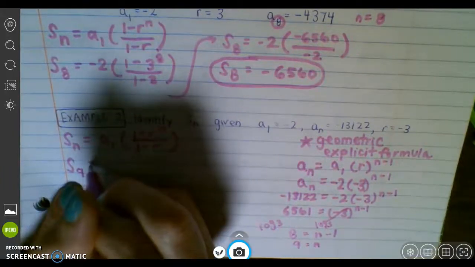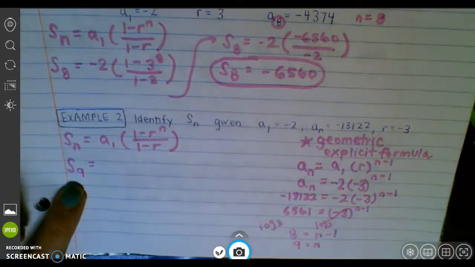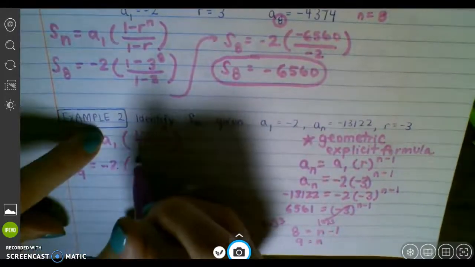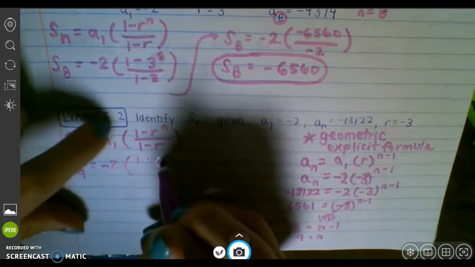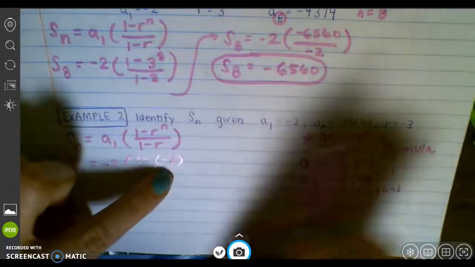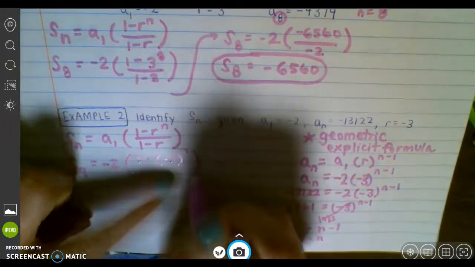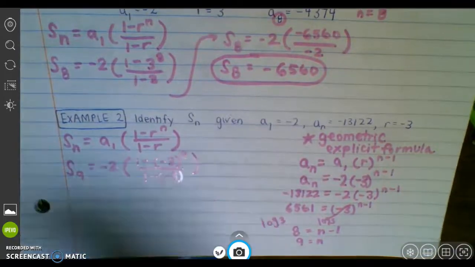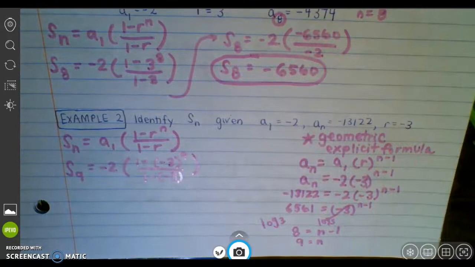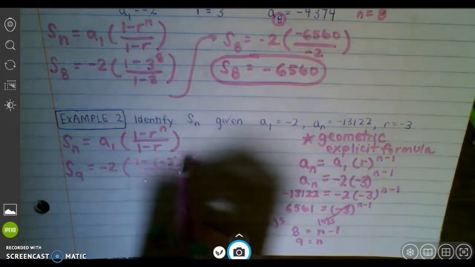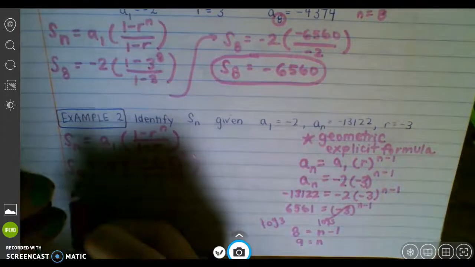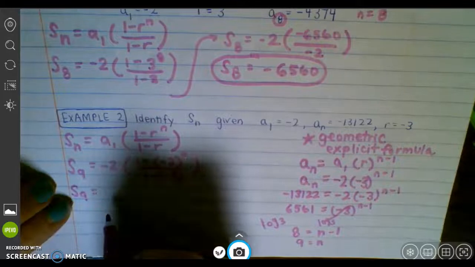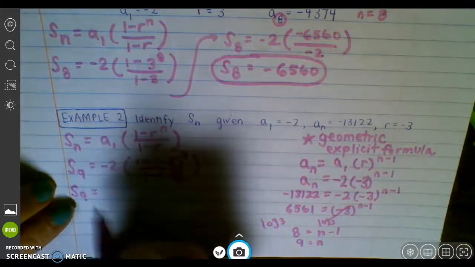Now I can input 9 in for n. So let's continue to find the series. A sub 1 is negative 2 times 1 minus r, which is negative 3. Because it's negative, I'm putting it in parentheses, raised to the 9th power over 1 minus negative 3. So putting this negative 3 in parentheses will signal to our calculator that we're raising just negative 3 to the 9th power.